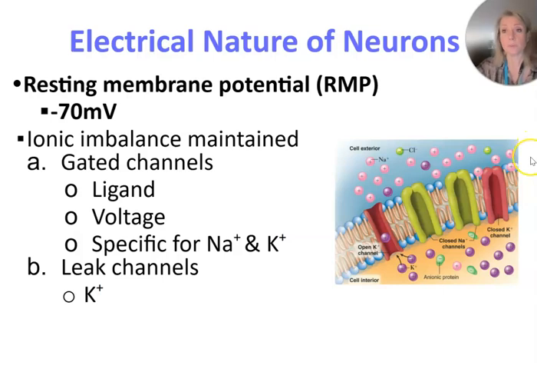Okay, so RMP, this is the abbreviation that we're going to use for resting membrane potential. And the resting membrane potential for a neuron is -70 millivolts.